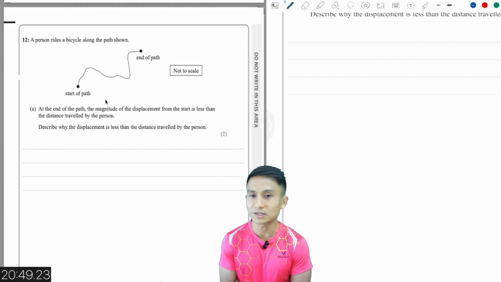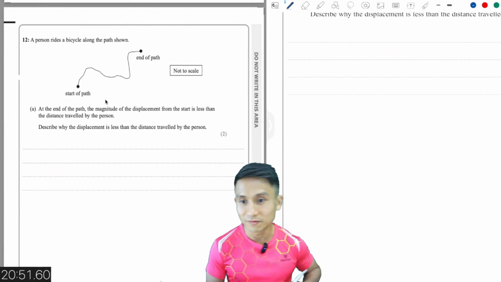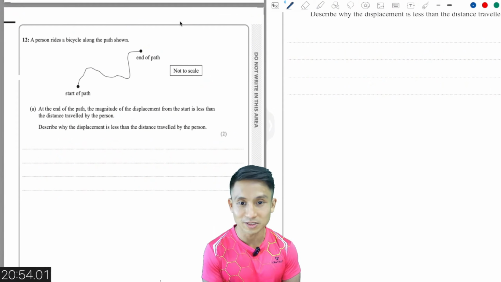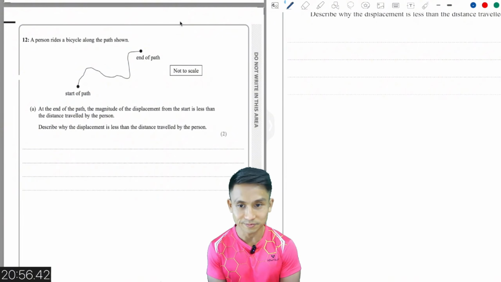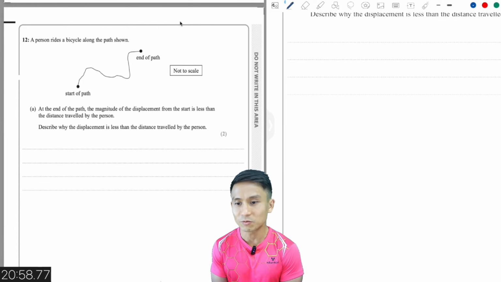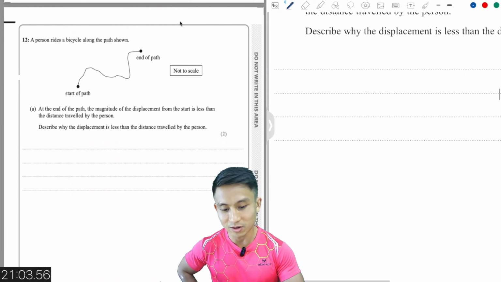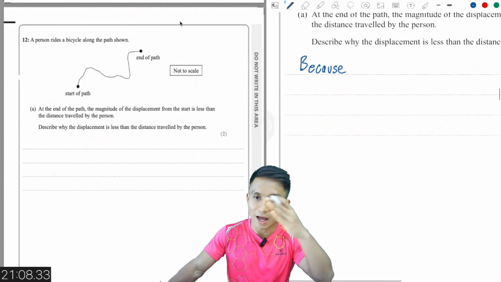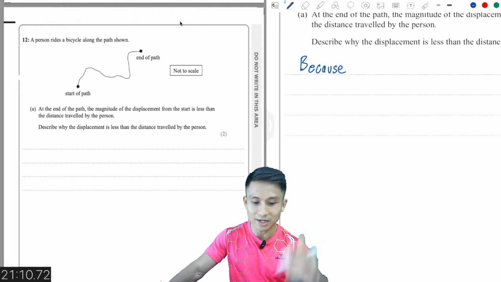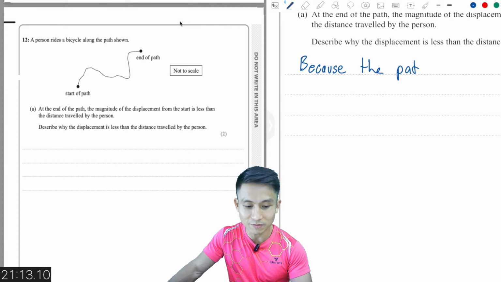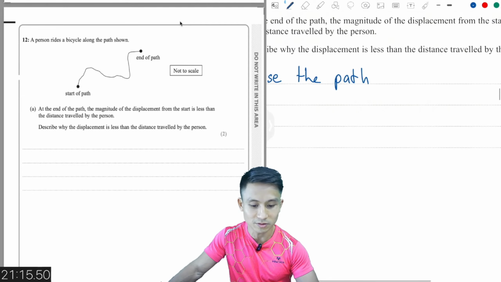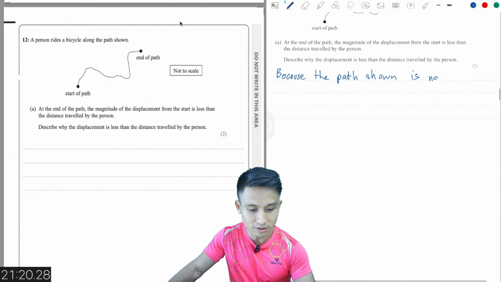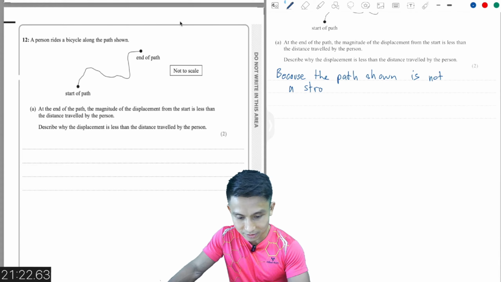A person rides a bicycle along the path shown. At the end of the path, the magnitude of the displacement from the start is less than the distance traveled. Describe why the displacement is less than the distance traveled by the person. Well, as you can see, the path shown is not a straight line, because if it was, then they would be equal. I'm just going to write: the path shown is not a straight line.